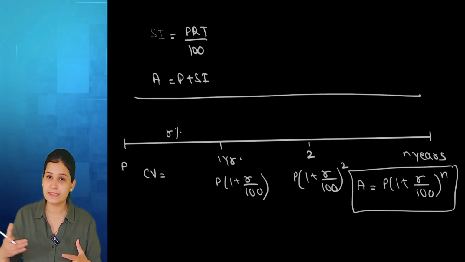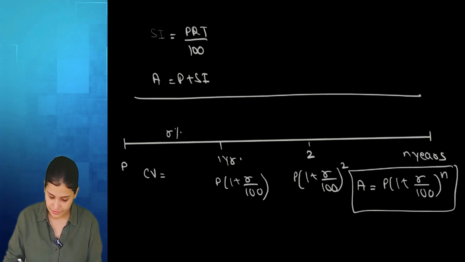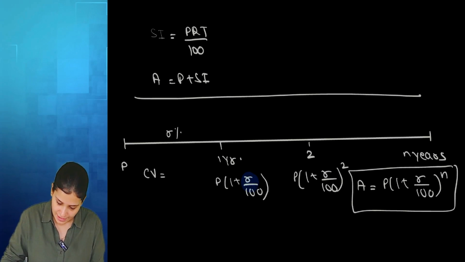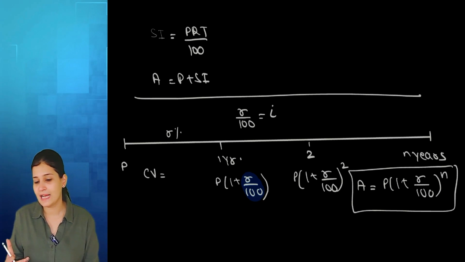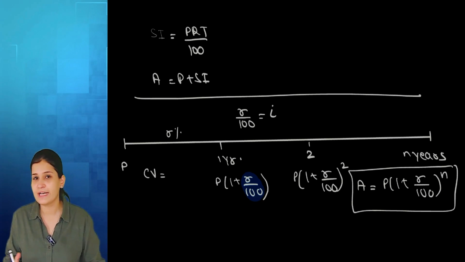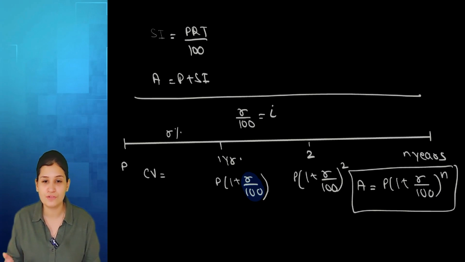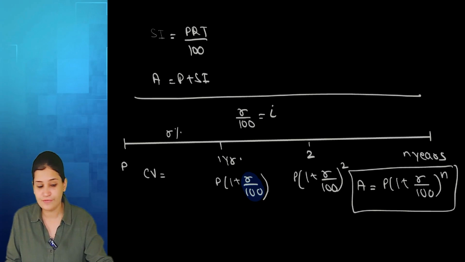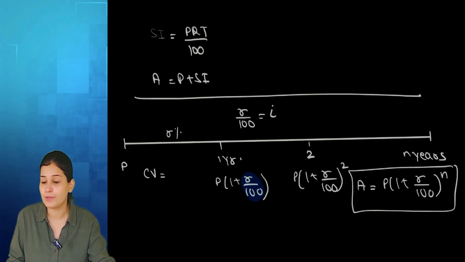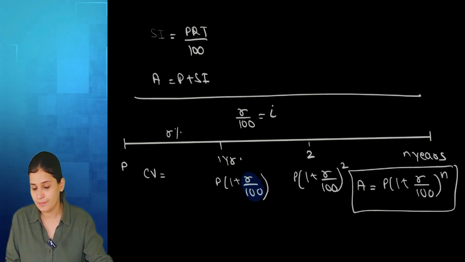Now, considering that we have more things to study after this, we write R by 100 as I. What is I? I is the decimal version of the rate. If the rate is 5%, I will be 0.05. If the rate is 10%, I will be 10 by 100, 0.1. If the rate is 6%, I will be 0.06. So it is just the decimal version of the rate.